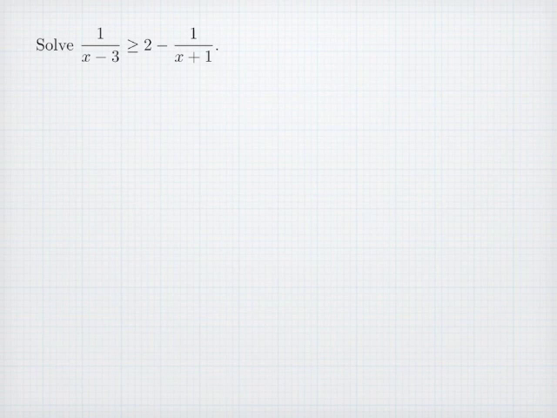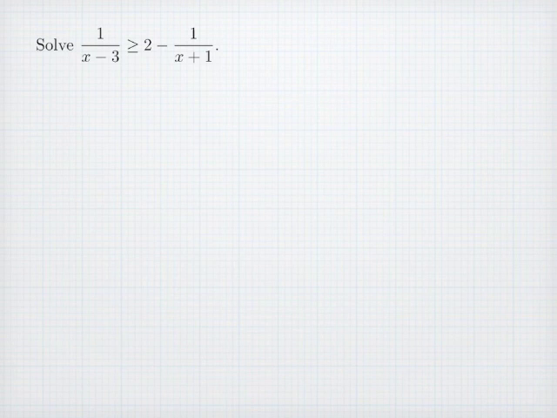This video is intended to illustrate basic principles in solving inequalities where you can't just isolate the variable x. The problem that I've chosen may be a little more difficult than usual in order to illustrate some of these principles. We're interested in solving the inequality where 1 divided by x minus 3 is greater than or equal to 2 minus 1 divided by x plus 1. In order to solve this inequality, we'll do a bit of algebra.